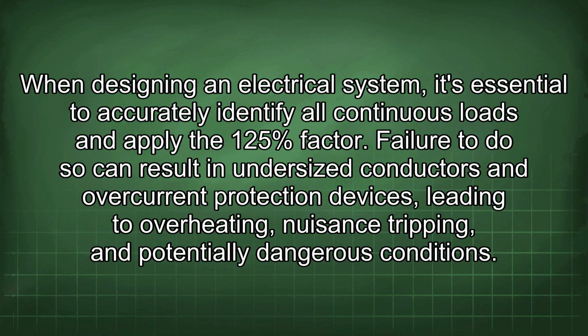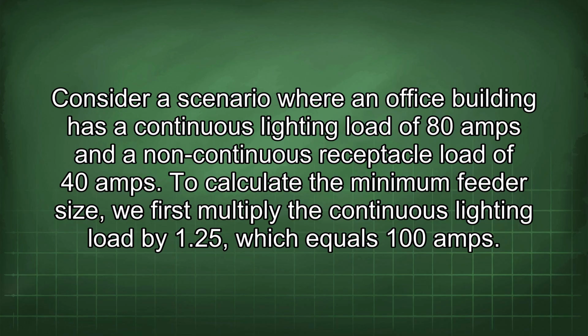When designing an electrical system, it's essential to accurately identify all continuous loads and apply the 125% factor. Failure to do so can result in undersized conductors and overcurrent protection devices, leading to overheating, nuisance tripping, and potentially dangerous conditions. Consider a scenario where an office building has a continuous lighting load of 80 amps and a non-continuous receptacle load of 40 amps.